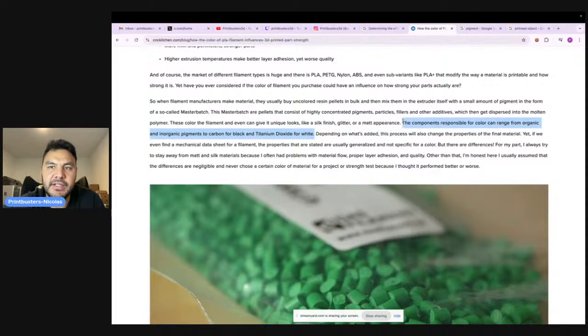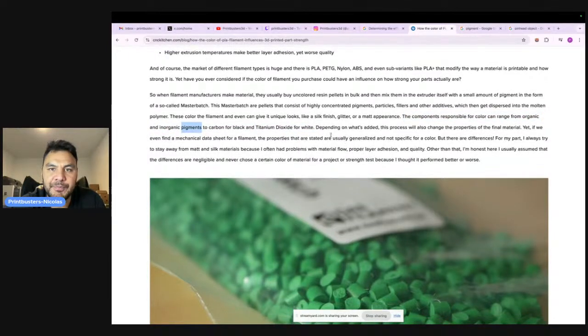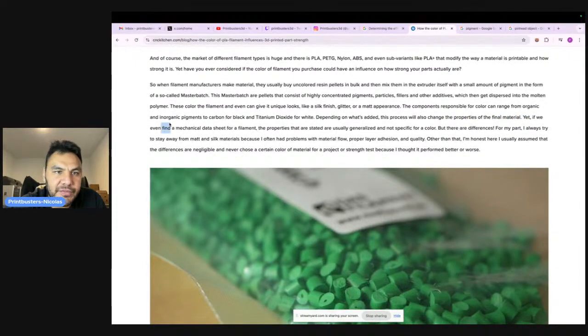Okay, so once again, here there is one part that is, for me, missing, which is really the difference between pigments and dye. Depending on what's added, this process will also change the properties of the final material. Yet, we even find mechanical data sheets for filament. The properties are stated, usually generalized, not for a color. And this is true. In most of the filament manufacturers you are going to check, you will only see one TDS. You're not going to see a TDS for black, a TDS for white, a TDS for red, etc.